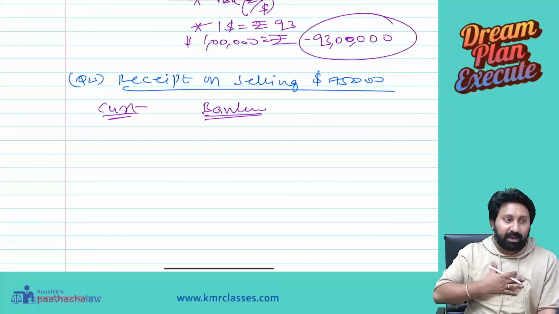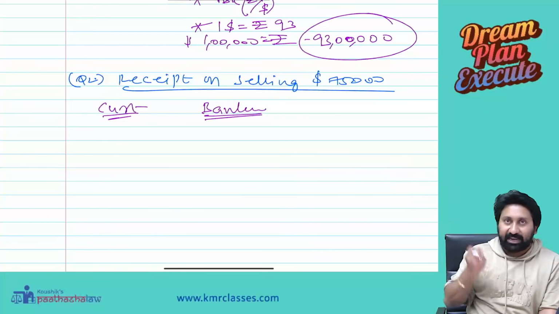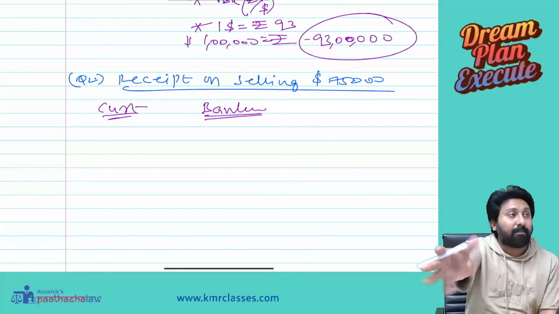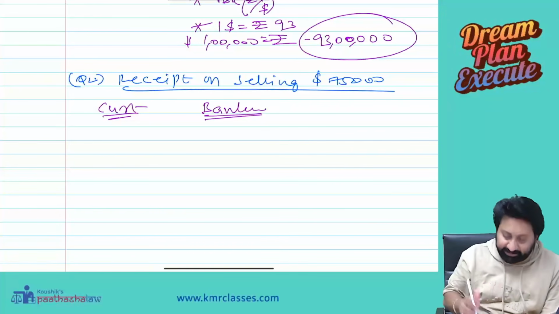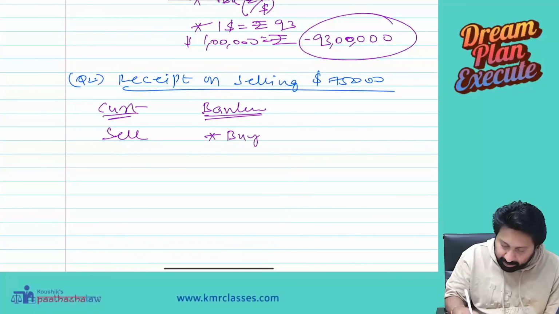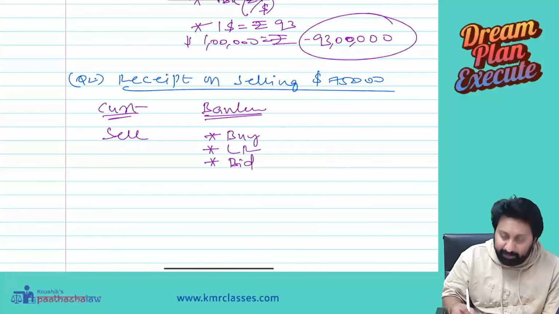Therefore, tell me, I'm an exporter. I exported goods. I received $75,000. Now, what do I have to do? Sell the dollar to the banker and take back the rupees. So, the customer wanted to sell. The banker has to buy. Bank buys at the lower rate. Lower rate is the bid rate.